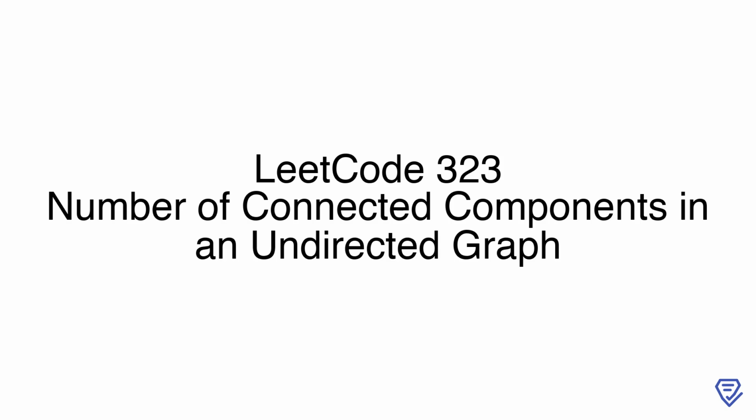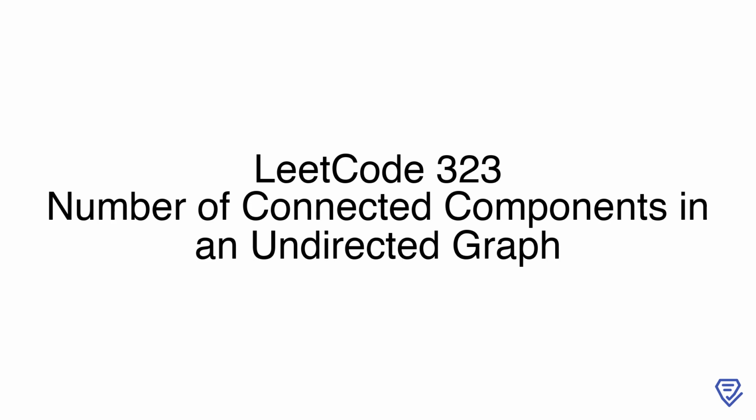Welcome to this problem walkthrough. Today, we'll explore problem number 323, number of connected components in an undirected graph. This is a fascinating challenge that tests your understanding of graph traversal techniques. We'll break it down step by step, analyze different approaches, and focus on the most efficient solution.